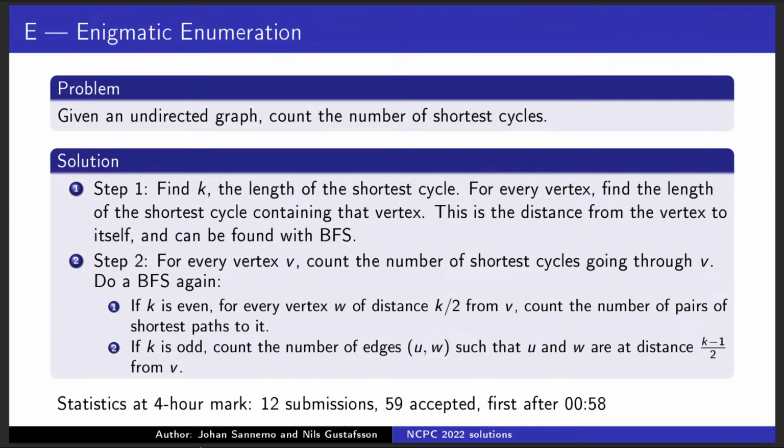And then, well, now you've counted the number of shortest cycles going through every vertex. You probably need to divide the answer by 2 or by k or something at the end of this. Maybe divide it by 2k if you double counted stuff. So double counting, it depends on how you implemented it. Sometimes you could double count, or maybe you didn't. I don't know. It depends on how you did it.